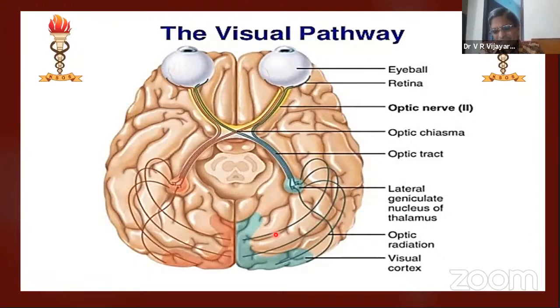It is white in structure. Why is it white in structure? It has the line of Gennari. Because the line of Gennari is there, it is called the striate cortex, or visual cortex. Layer number 4B is the area of your visual cortex, occurring in the calcarine fissure area.